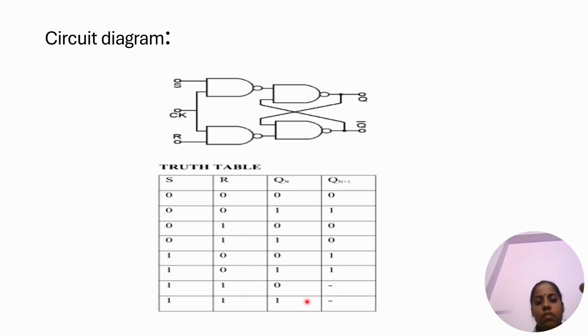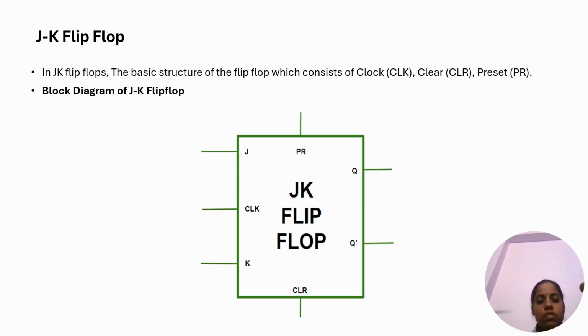Here is the overall truth table of this circuit. This is reset. When reset is on, the output of the flip-flop is 0. When set is on, the output of the flip-flop is 1. This is all about the SR flip-flop.